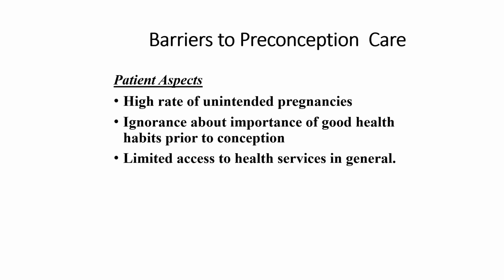Sometimes the pregnancy may not be a planned pregnancy. If it is an unplanned pregnancy, we may not get a chance to give preconception care. And sometimes the public or the lady may not have any awareness about the importance of preconception care. So in that case, she may not go for it, or she may not even listen. And sometimes the lady may not have access to the preconception care sources. She may not know where to get it, or sometimes she may not have the financial status to access it. So these are the barriers that can come from the patient side.